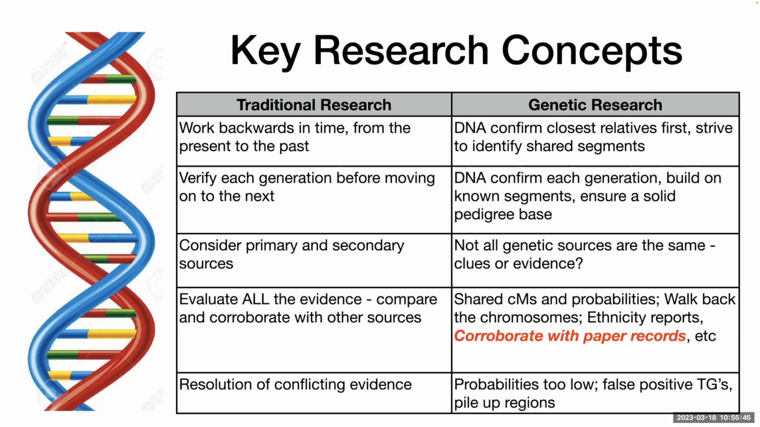And the GPS talks about resolving conflicting evidence, and probably in the DNA world, it's looking at where you've got low probabilities for the relationship. Why is it so? Continuing to question those things, looking at whether you've got possibly false positive triangulated groups, where pile-up regions are. So are they really matching? Is it a false match or is it a real match? And that's probably more important at the distant relationships.